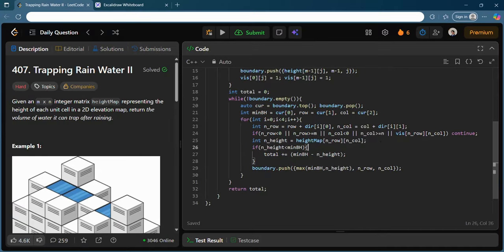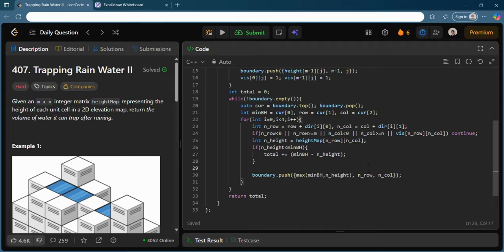Okay, so I hope this approach was clear to you. There should not be any difficulty. You got the height, you just calculated whether it is less than my minimum boundary height. If it is less, I can store some amount of water. Definitely, I added that value to my answer, and also at the end I pushed this element.